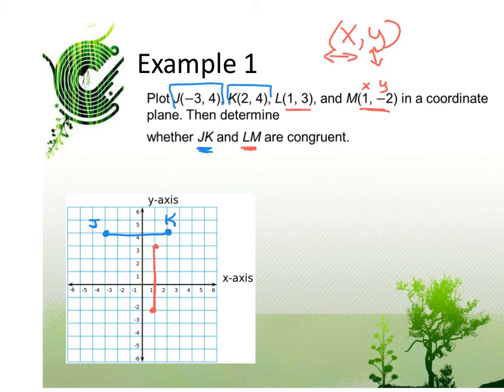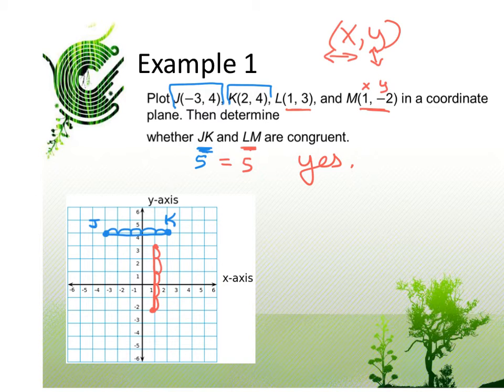Now, what we could do, because we have a coordinate plane here, and we have little squares, we could find the length of JK and the length of LM just by counting the little squares. So JK, if you count the squares, 1, 2, 3, 4, 5. And if I count little squares on the blue one, 1, 2, 3, 4, 5. Because they both measure the same length, I would say yes, these are congruent.